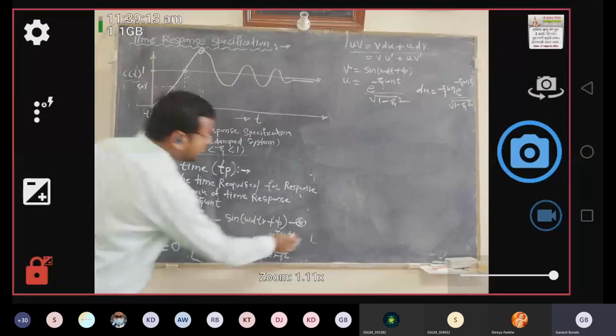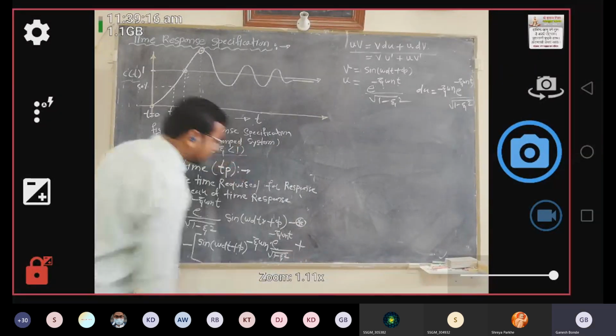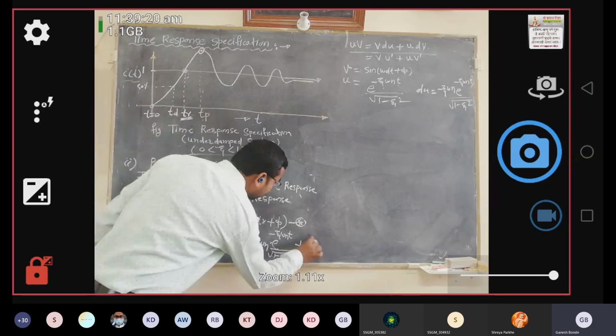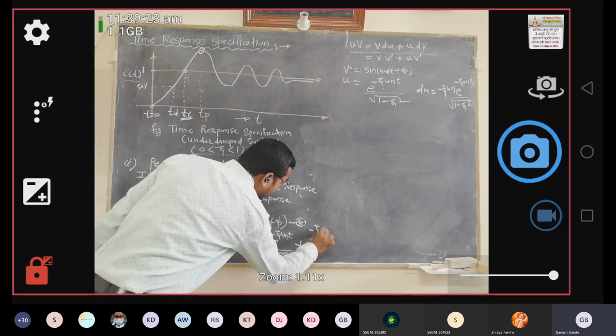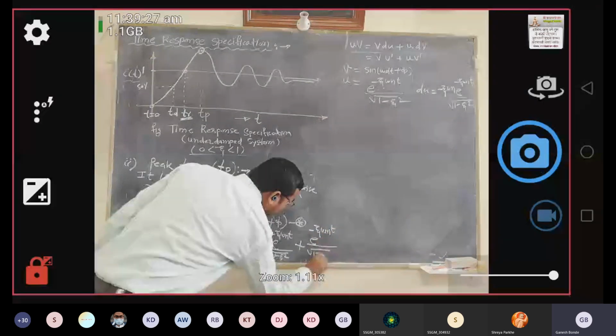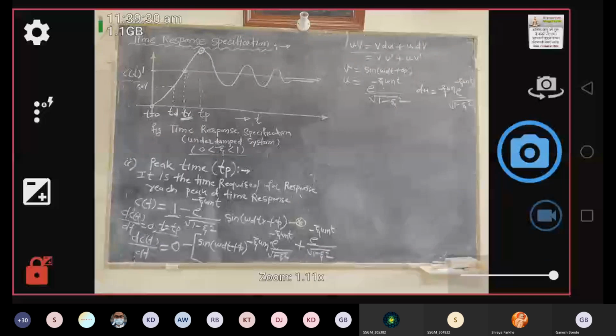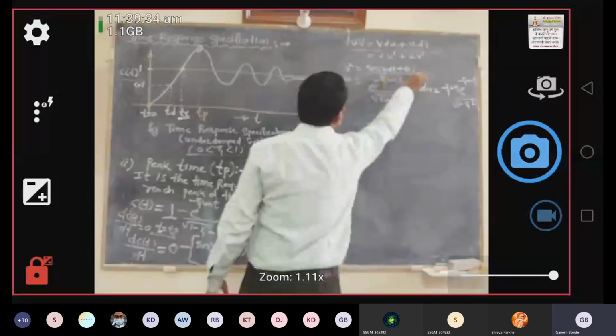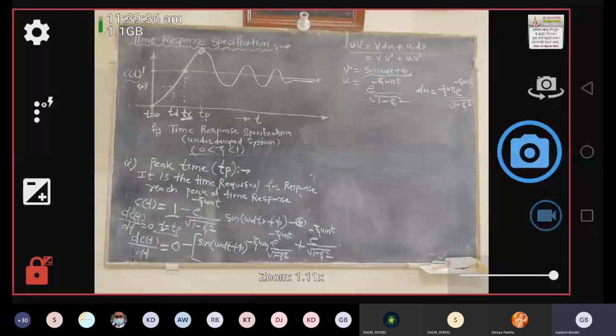Okay. Then tell me the next step. Plus u as it is. So what is the u term? E raised to power minus zeta omega nt upon square root of 1 minus zeta square. Then tell me the value of v dash. What is the derivative of this term, sine of omega dt plus phi? What is the derivative of the sine term?